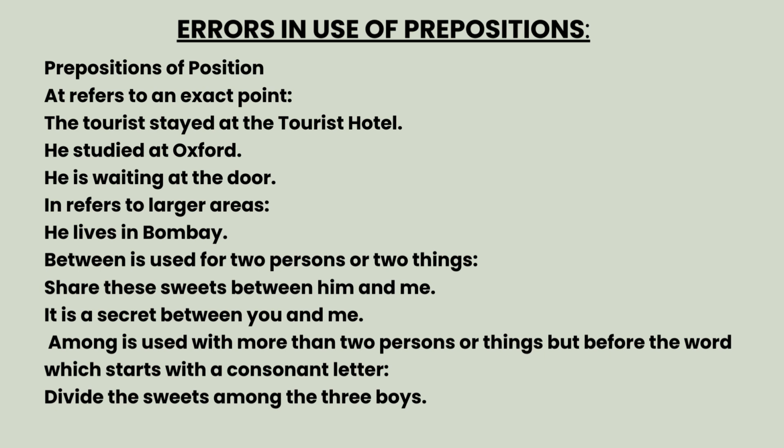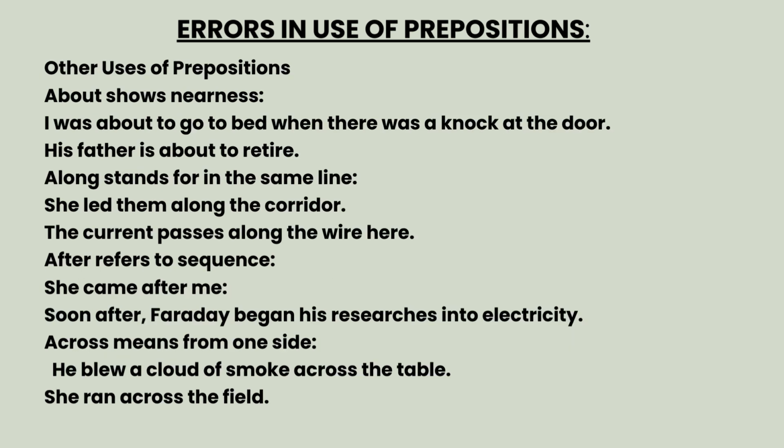Among is used with more than two persons or things but before the word which starts with a consonant letter. Divide the sweets among the 3 boys. Other uses of prepositions. About shows nearness. I was about to go to bed when there was a knock at the door. His father is about to retire.